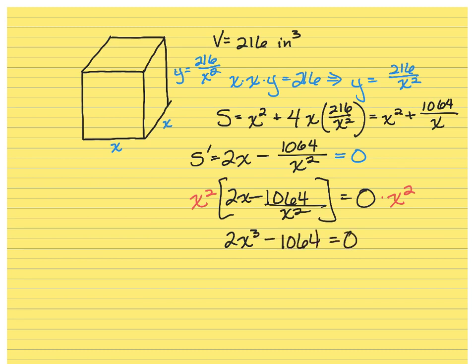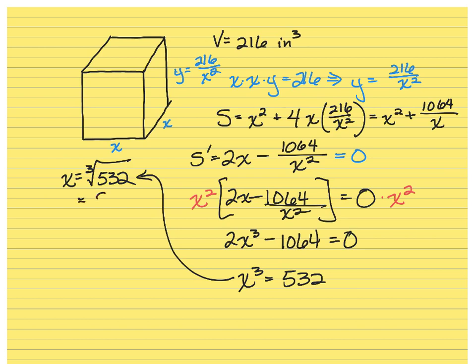So I can solve that, right? Move the 1064 over, divide by 2. I end up with x cubed equals 532. And so x will be the cube root of 532. So x is about 8.1. So that's what we need.